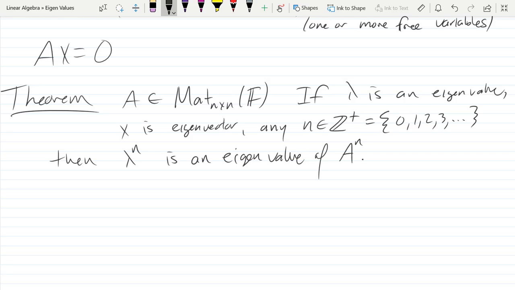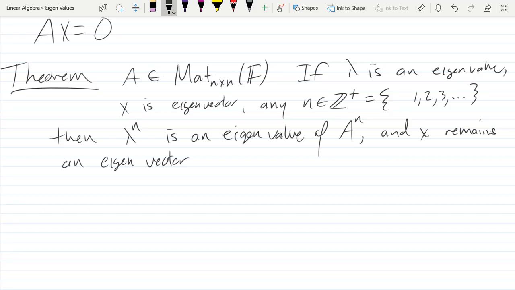So that's the hypothesis. Conclusion, then: lambda to the nth power is an eigenvalue of A to the nth power, and X remains an eigenvector. Oh, I better not allow 0 into Z plus, because that won't be true.